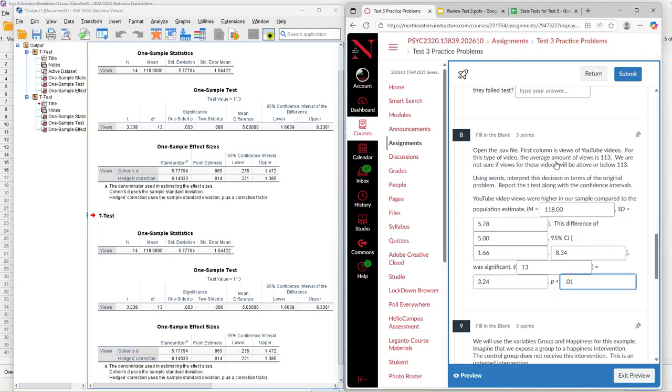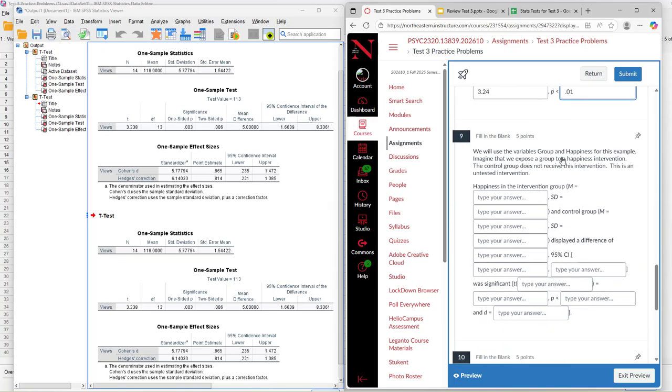This first one, when we are comparing our sample to a mean, that is a one sample t-test. If we are comparing two different groups, so in this one, we have two groups. We expose a group to a happiness intervention, and then there's a control group that does not get it. Happiness group, control group, experimental group, and control group. So it's two groups that we're comparing to each other.